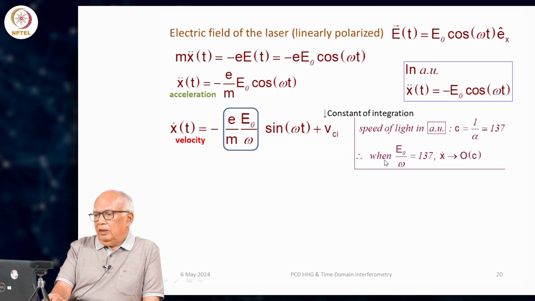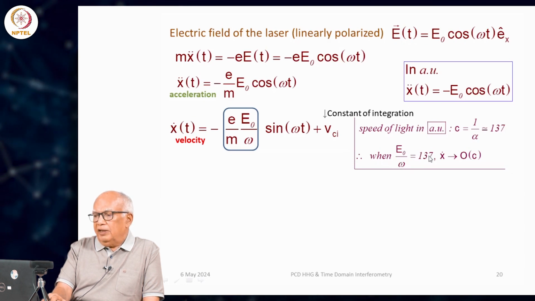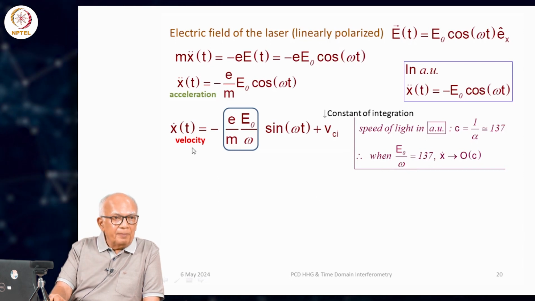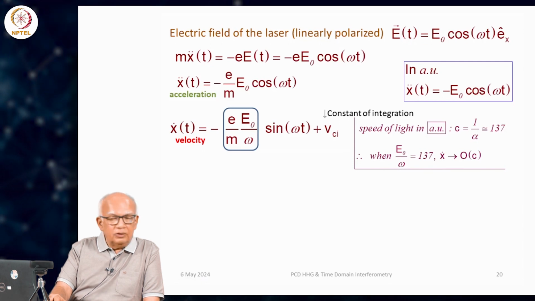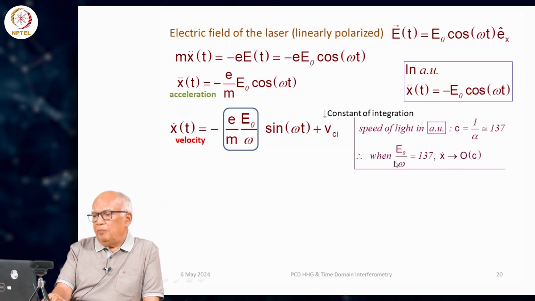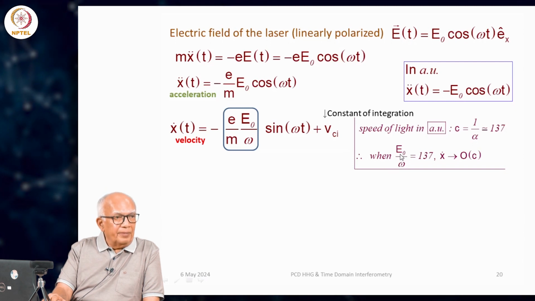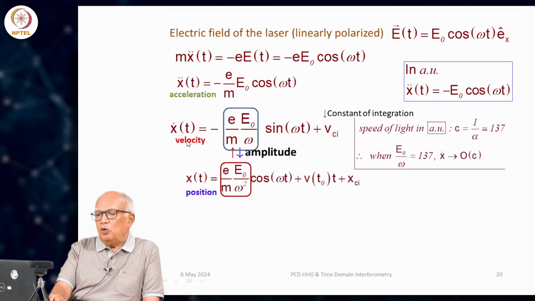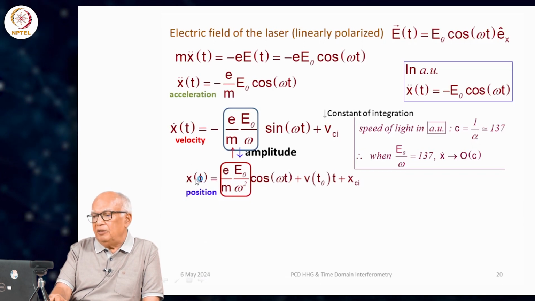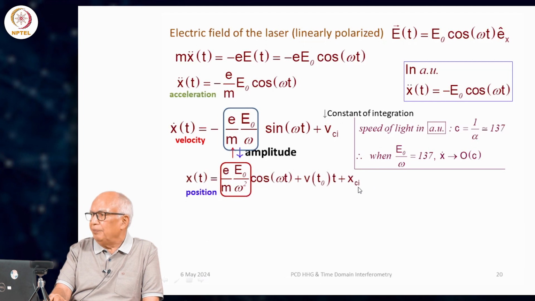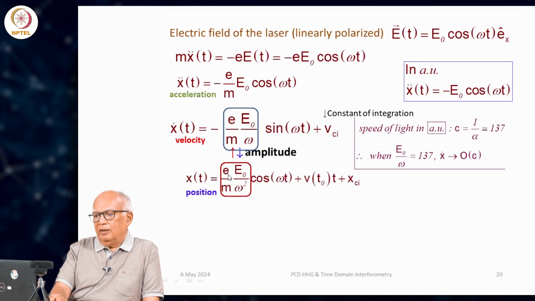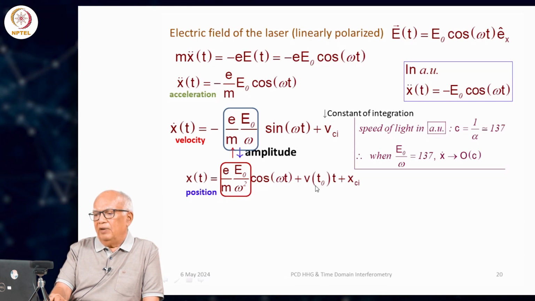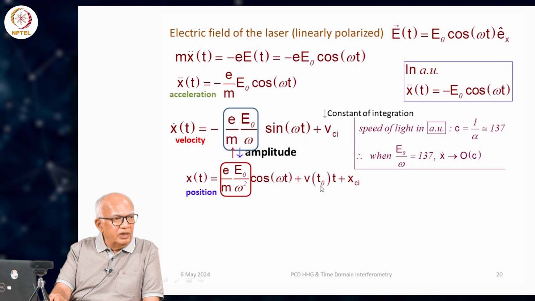Now, when E0 by omega is of the order of 137, you notice that these speeds become relativistic. Okay. So, this is an important parameter, E0 by omega. And if you integrate this one more time from the velocity, you get the position. No doubt you will get another constant of integration, and the actual position will also depend on the velocity at time t0. We will take that into account.